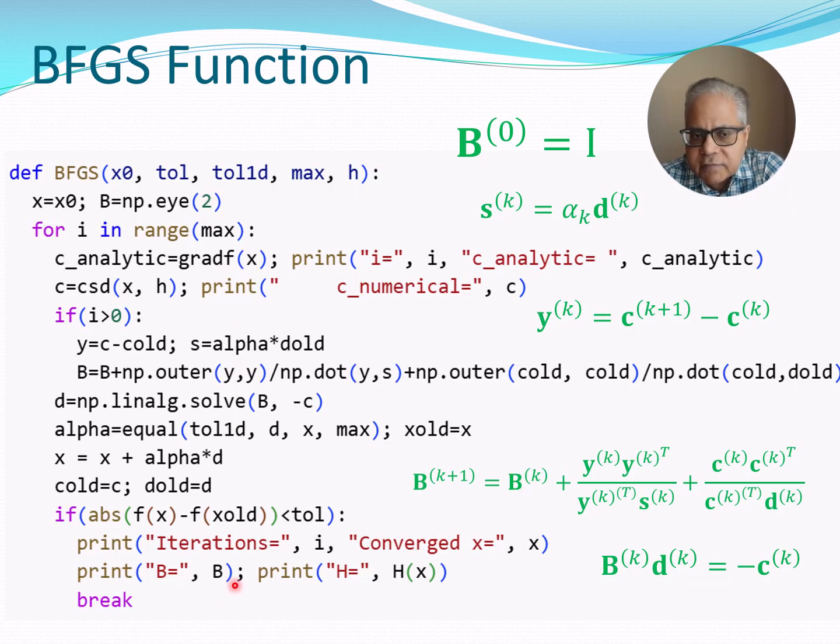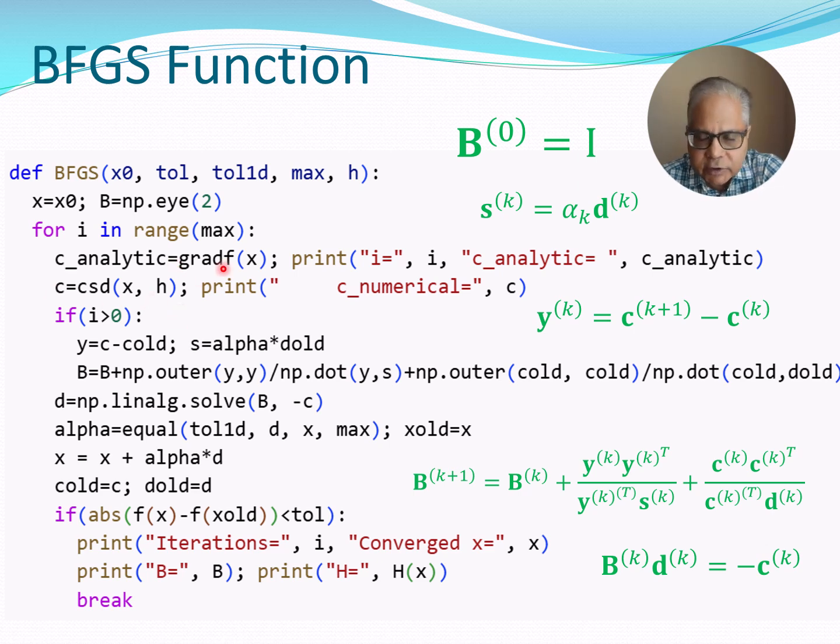This is the BFGS function. I have slightly modified it here. Of course, we have discussed this function in detail before. So we start with B0 is I. You see here, I start with x as x0, the starting point. Then I have the for loop. In the for loop, the first thing I do is call this CSD function and put in the gradient coming out of the CSD function. I also print out the two derivatives here.